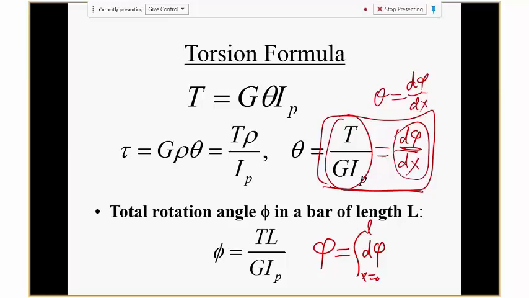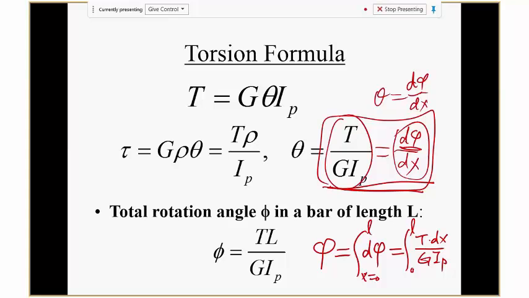Is that true? Okay, if that's true, now I know what d phi is, from here. So I can take it in, from 0 to L. Okay, d phi is T times dx over G Ip. Is that correct? Okay, just mathematical derivation, right?